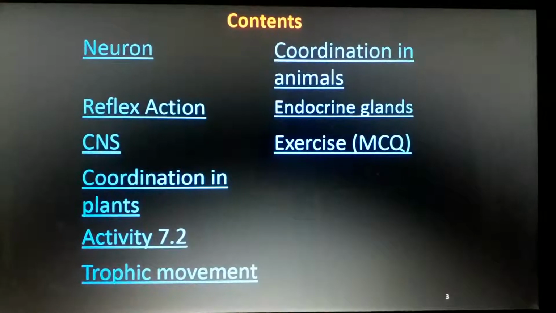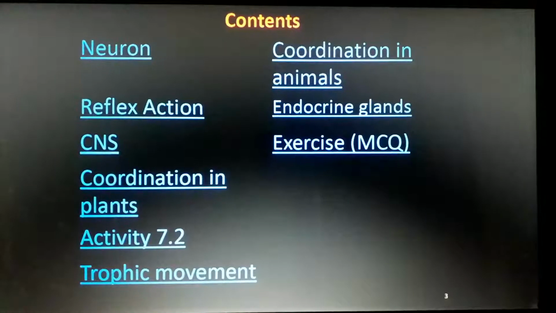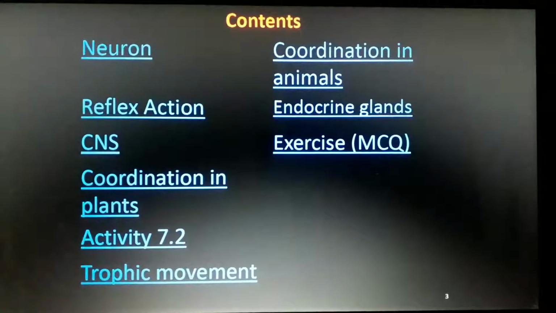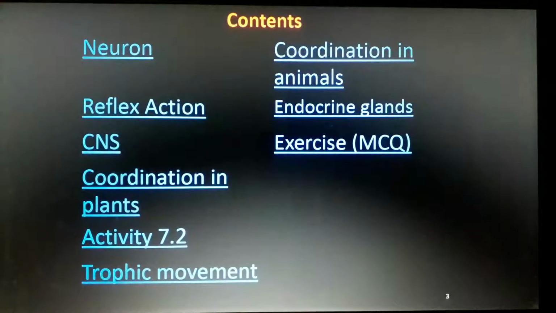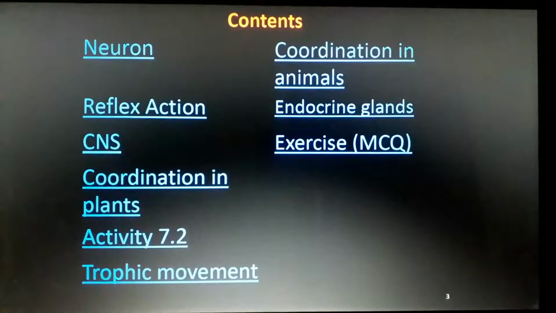The next one is CNS and PNS. CNS, the central nervous system, consists of the brain and the spinal cord, and the peripheral nervous system consists of the different types of nerves. You don't need to study that in 10th standard; that is for higher studies. In 10th standard you will only study some functions of the nerves, but two things you will study completely: the function of the brain and the function of the neuron.